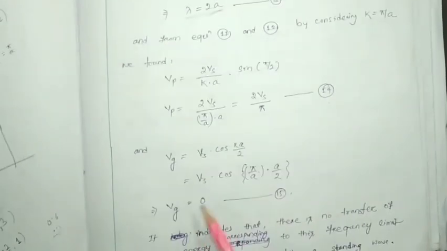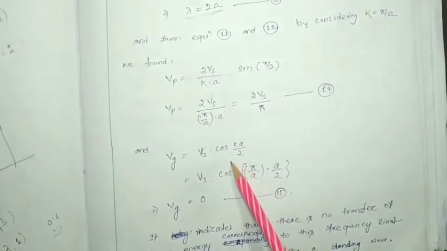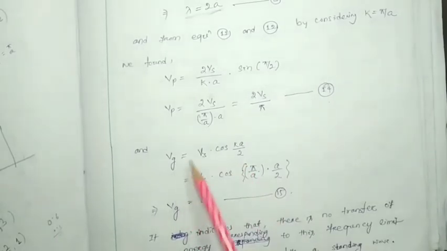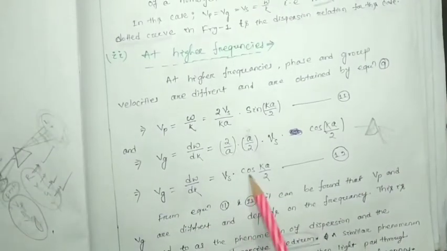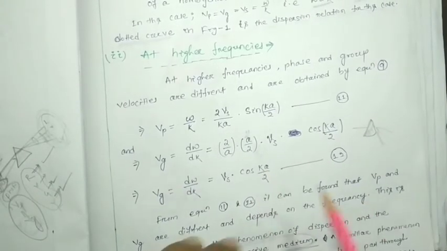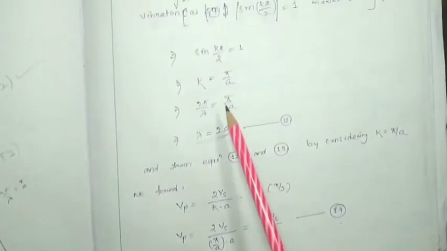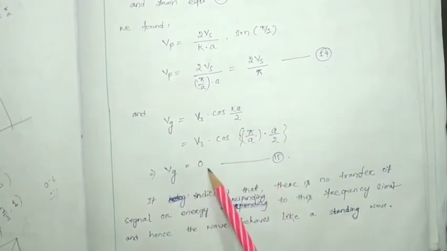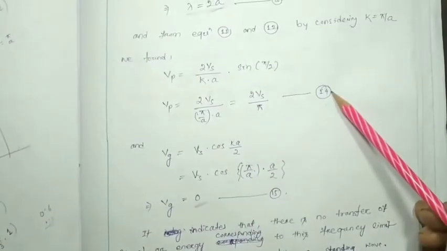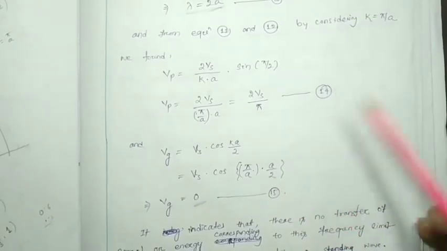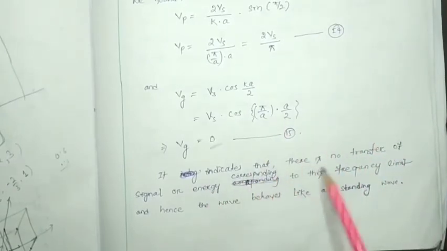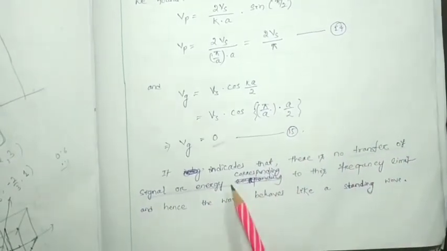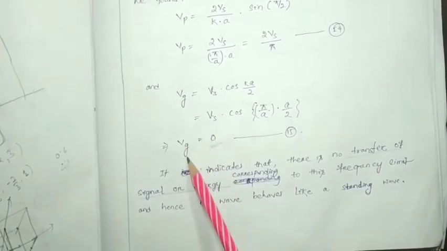And how much will Vg be? Vg is nothing but Vs cos ka by 2. Here we put k equal to pi by a, and then Vg equals 0. So from equations number 14 and 15 we can perceive that there is no transfer of signal or energy, because Vg is 0. Vg is 0 means there is no transfer of energy.